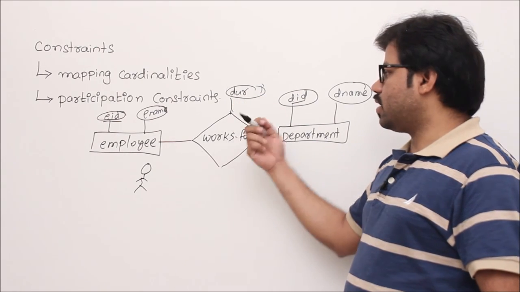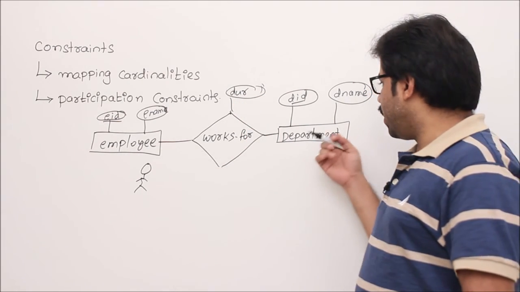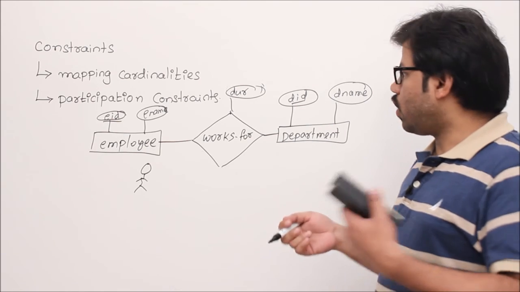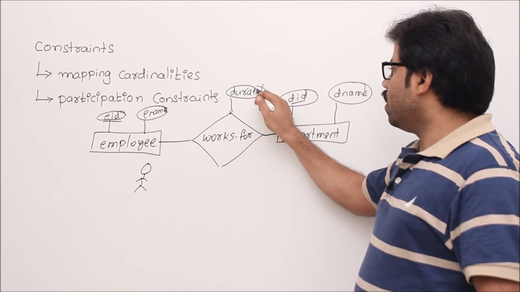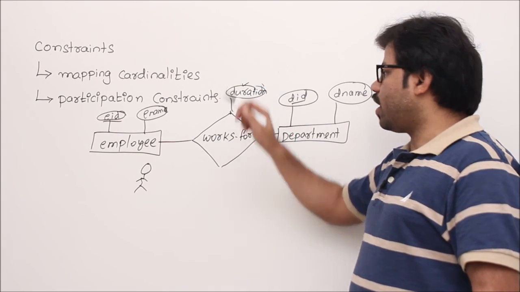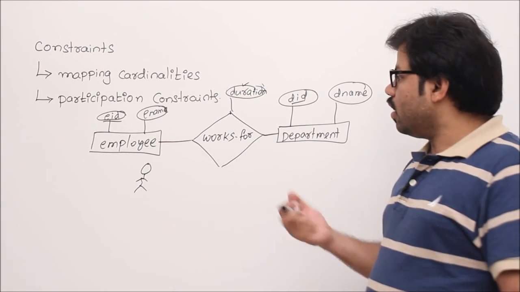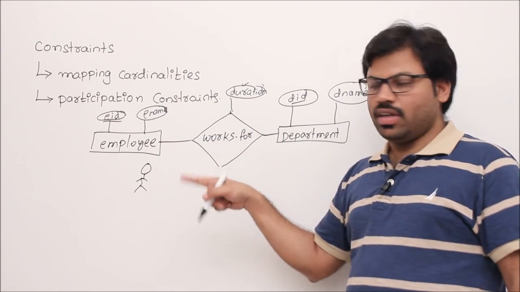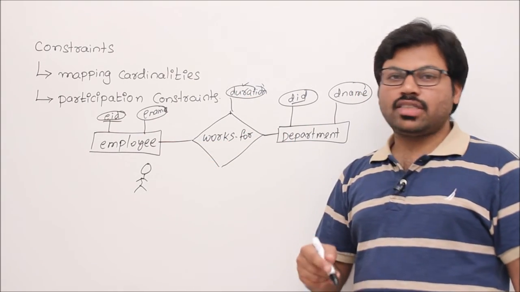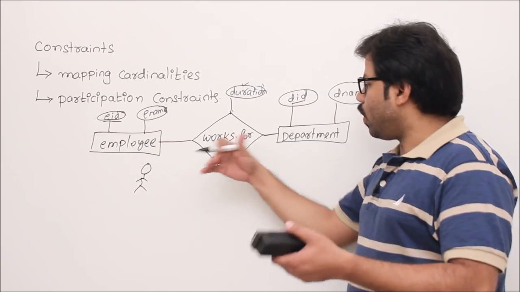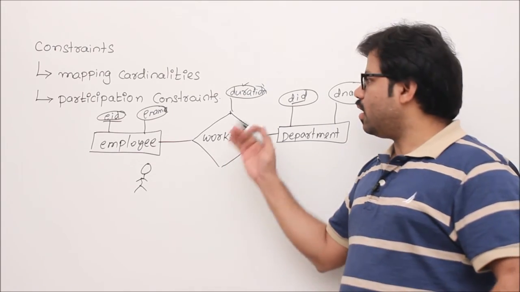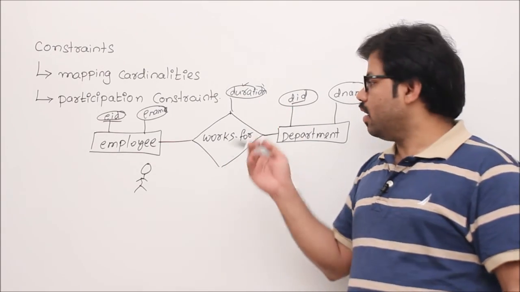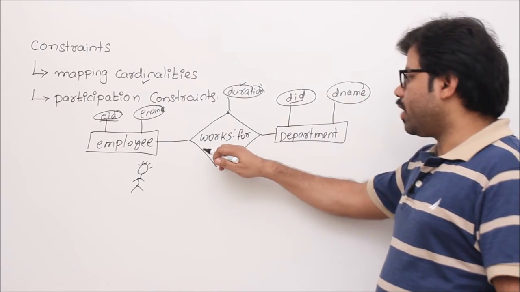So maybe one employee is working for some department for some duration. Example, let's say Raju is an employee. He is working for a department for 1 year or 2 years. So duration is one of the attributes which is a descriptive attribute which exists only with relationship, correct? That means it's not a property of an employee. It's not a property of department, but when employee works for a department, then the property automatically pops up, right? That's why duration is a property of works for.